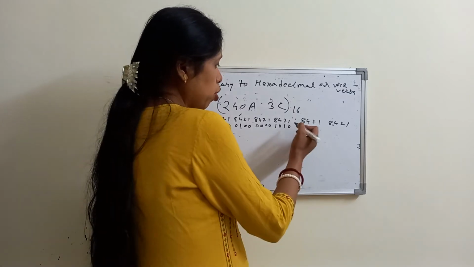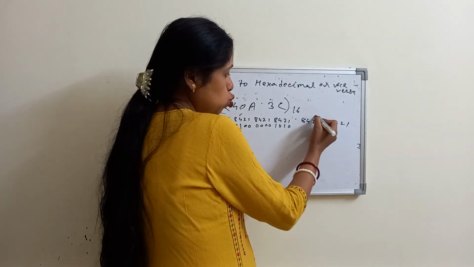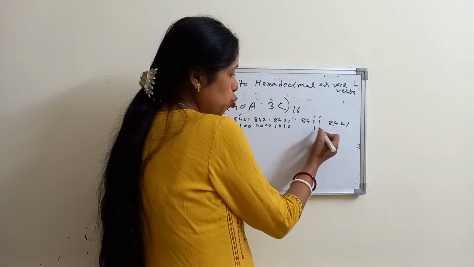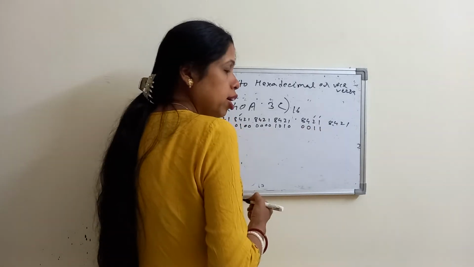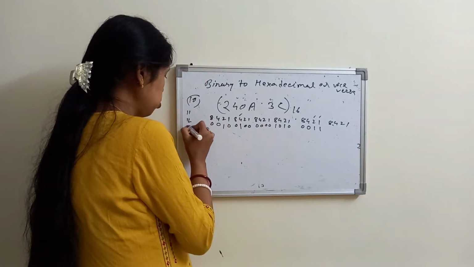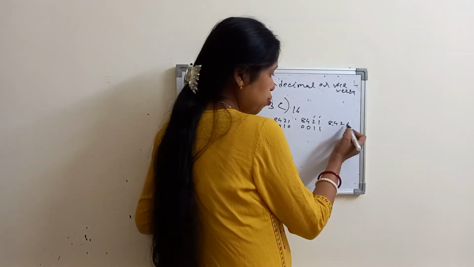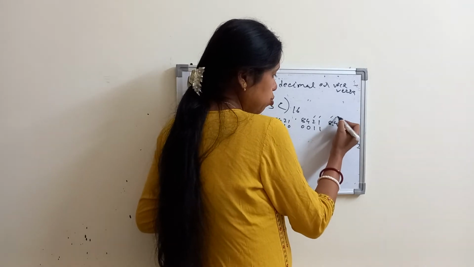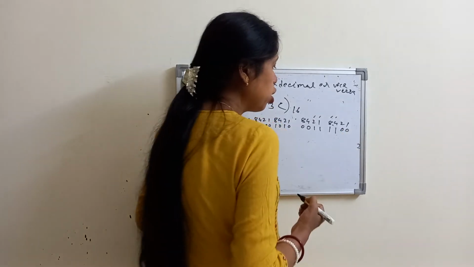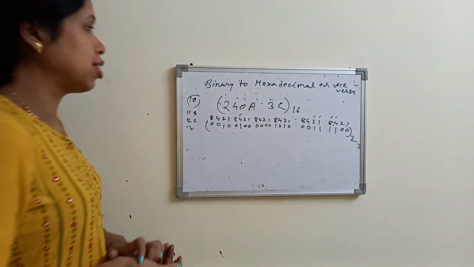Now coming to this point, from 8421 how will we get 3? If we add 2 and 1, then you will get 3. So here you put 0, 0, 1, 1. C is equivalent to 12, since A, B, C. From 8421, how will we get 12? If we add 8 and 4, you will get 12. So here you will put 1, 1, 0, 0. In this way, you will get the hexadecimal to binary.